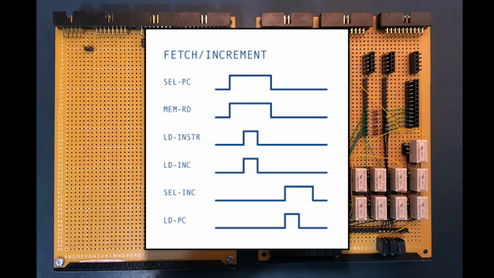Now, bear in mind, while we've got the program counter gated to the address bus, that means the increment is going to be adding one to that value, so now's a good time to load the incremented register. The final step then is just to select that incremented register back onto the address bus and load the program counter from it.